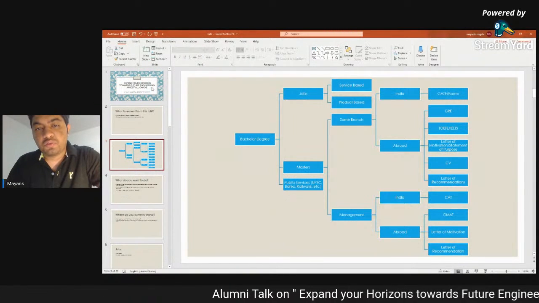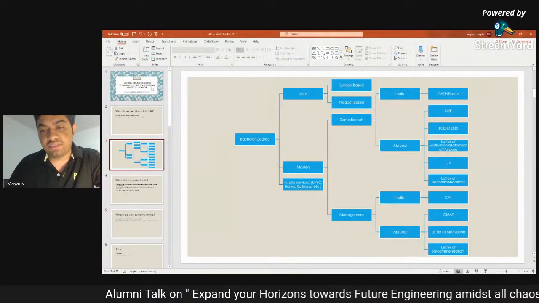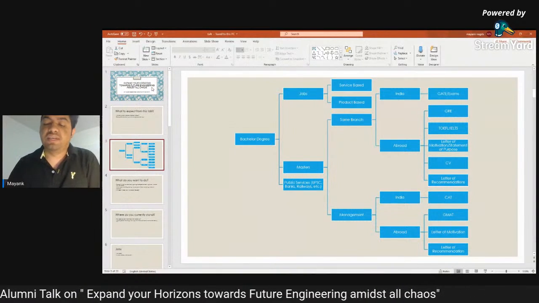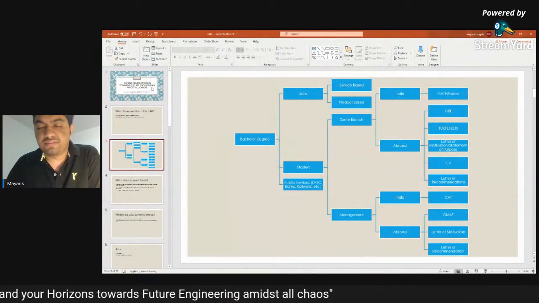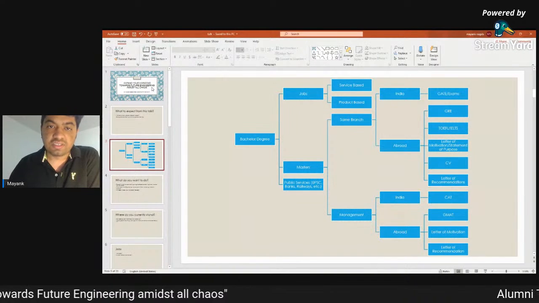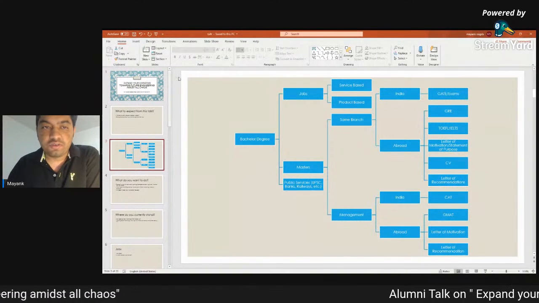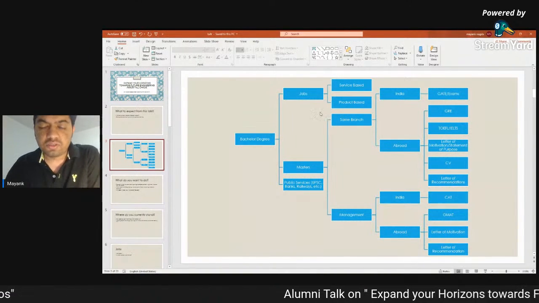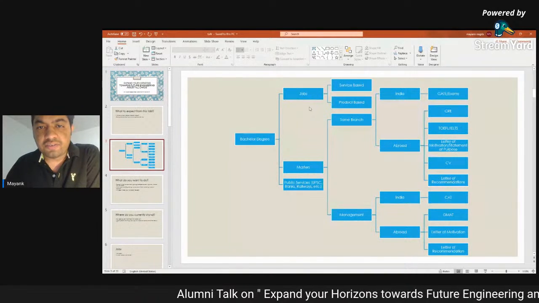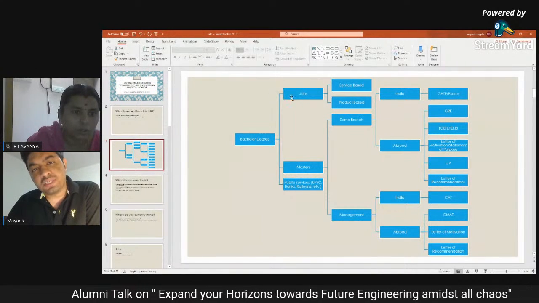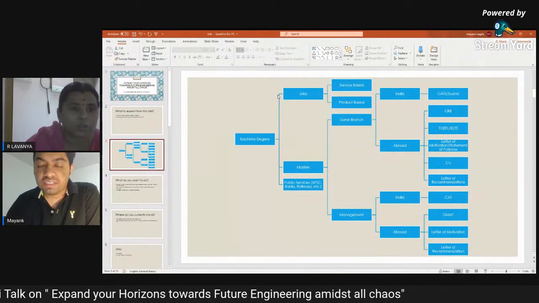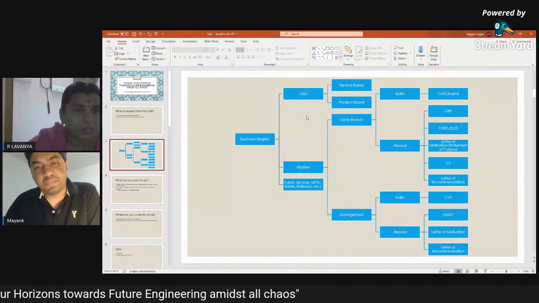So I'll come to what I have personally done in this particular chart, so that I'll be able to give my experience on these things. So for me, I hope my cursor is visible. I have tried the job sector. I have not actually done the job, but I have fairly prepared for it.